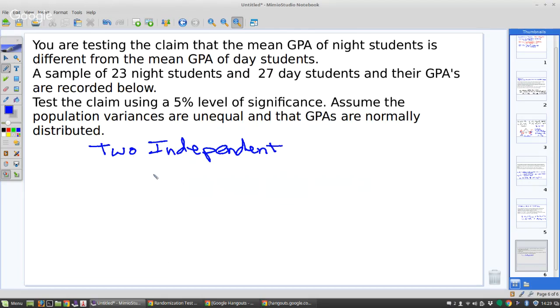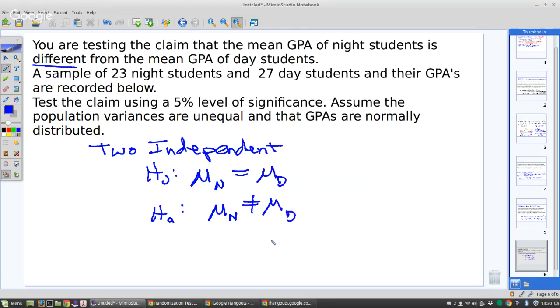The null hypothesis would be that mu night, given first, is equal to mu day, that they're the same. The alternative, given here, is that mu night is not equal to mu day.